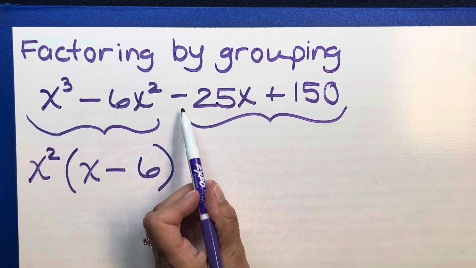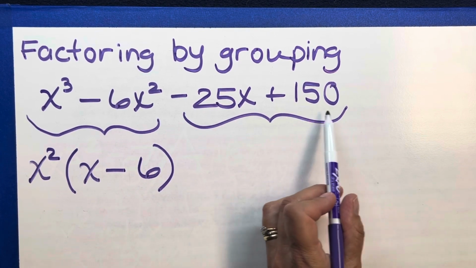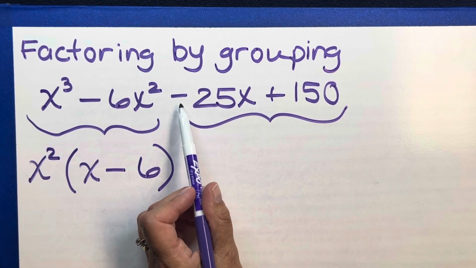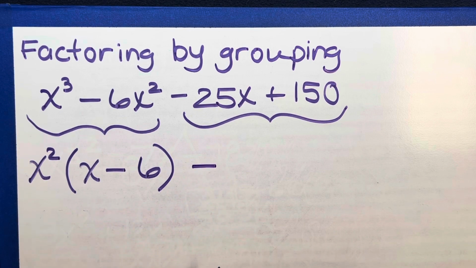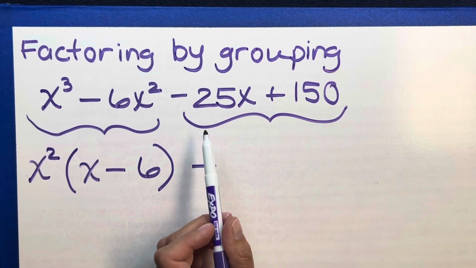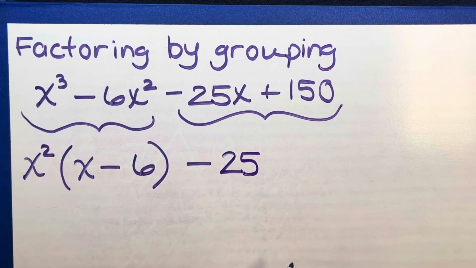So when I notice I have a subtraction sign that starts the second set of terms, I'm going to factor out the negative as part of the GCF. So right away, I'm going to factor out a minus, and then I'm going to look at my numbers and my variables. And for this problem, I can factor out a 25 from each of these terms.